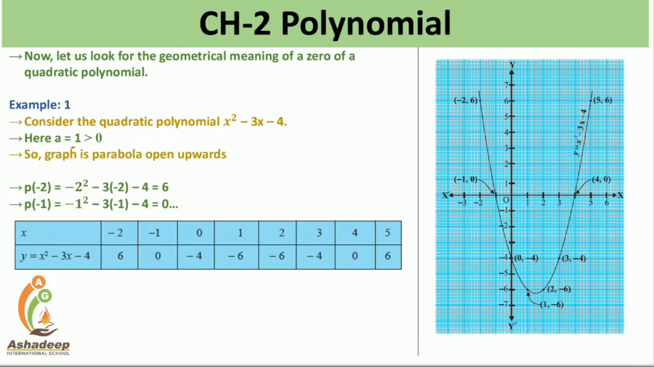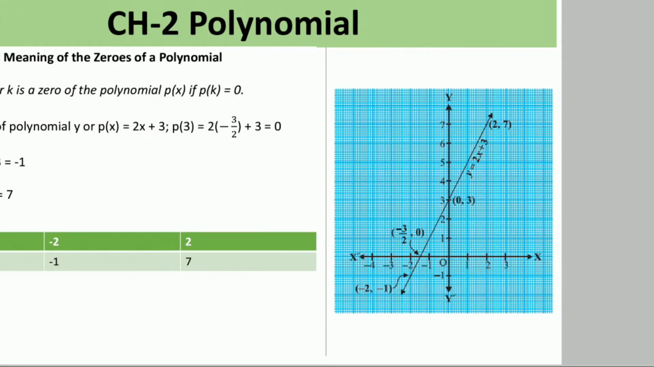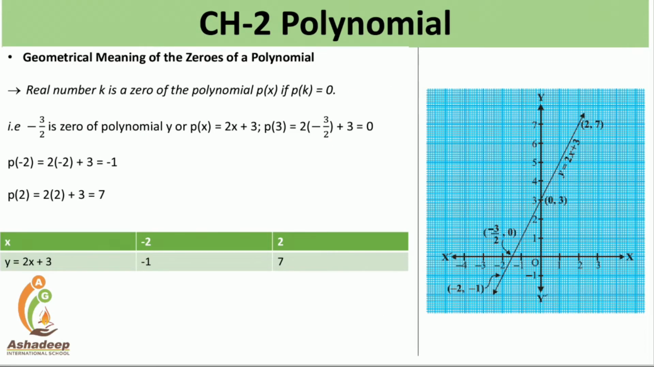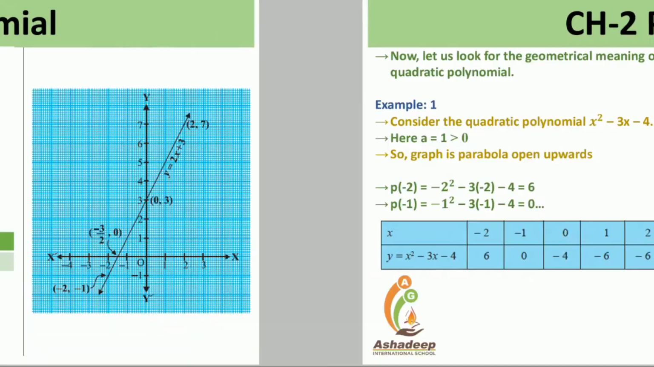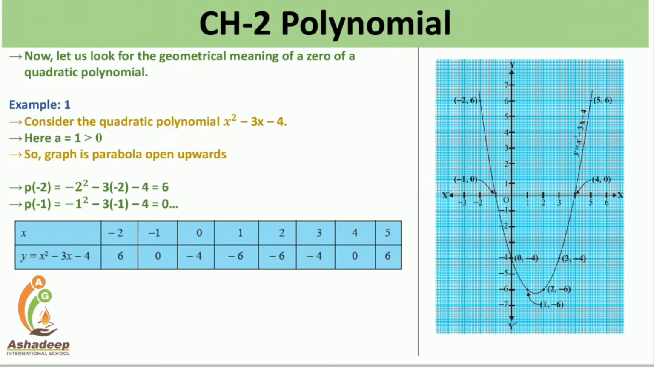So here I mention this condition that a is equal to 1, and that is greater than 0. What does it mean? I will explain that in a few minutes. But before that, I need at least 4 points to draw this graph. So I'll find lots of points, in the same manner that we found them here.